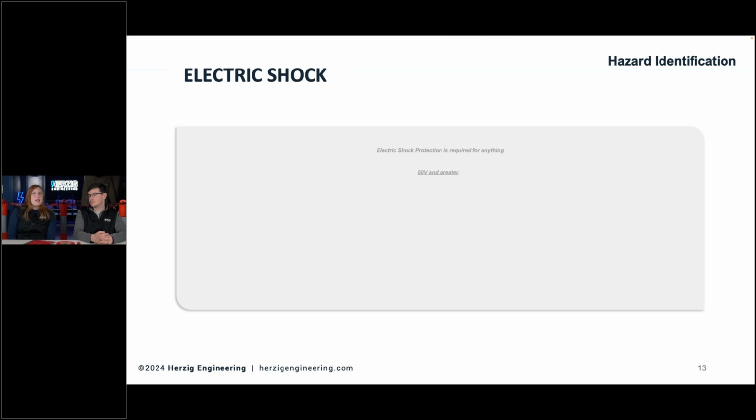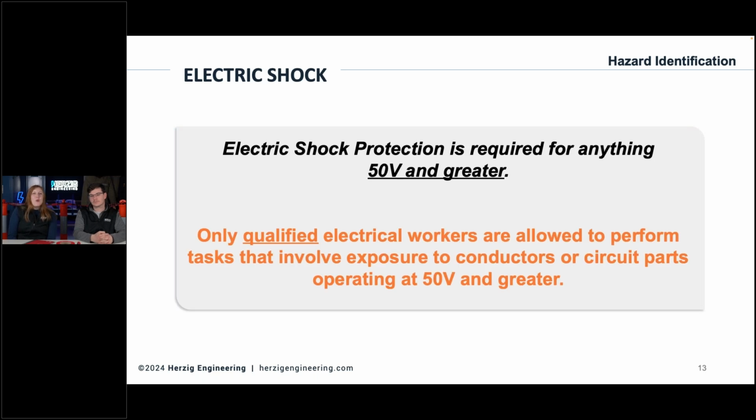So to summarize the electric shock hazard, what we're going to be talking about is anything for 50 volts and greater. If it's 50 volts and greater, you got to be qualified. You got to be able to know your boundaries and your PPE and all that stuff to make sure that you are protected from it, because that can and has killed people before.